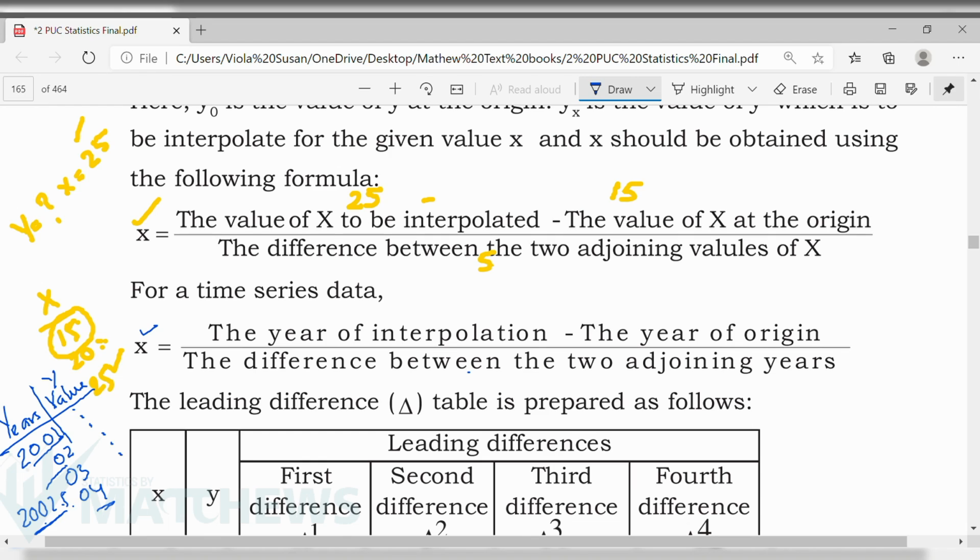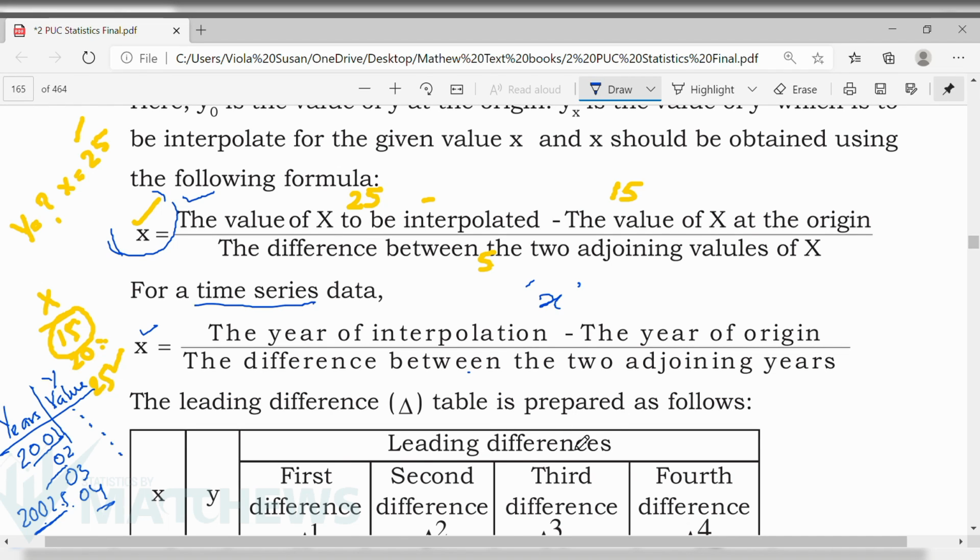So now you need to understand, students, what it is that you are doing. What is the data that we have? Is it just x and y raw data? If it is x and y raw data, then we have to use this formula. If there is time series data like this, then we have to use this formula and find the value of x.